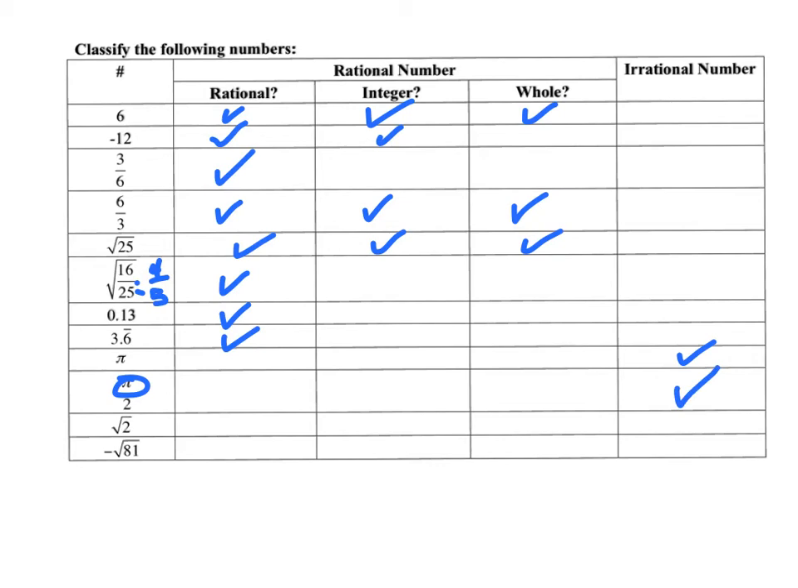The square root of 2. The square root of 2 is not a perfect square. So the square root of 2 is going to be an irrational number. And then negative square root of 81. The square root of 81 is 9, so we'd have -9. That would be an integer, and it would be considered to be a rational number.